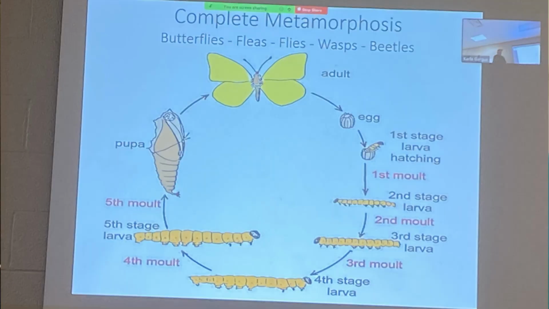Complete metamorphosis. Obviously, butterflies, fleas go through this, flies, wasps, and beetles. You have the little egg, it hatches to a larva, and then it continues about 5 stages, then goes to pupa, and then adult.